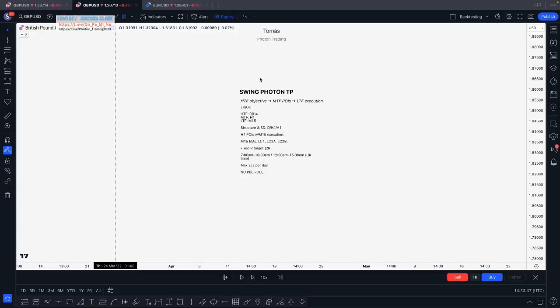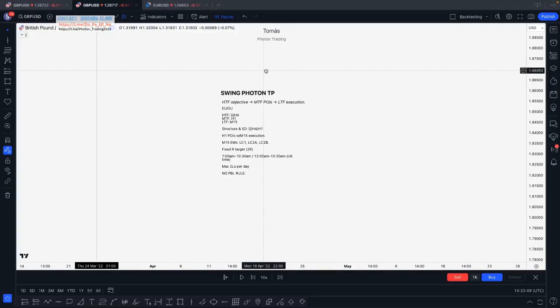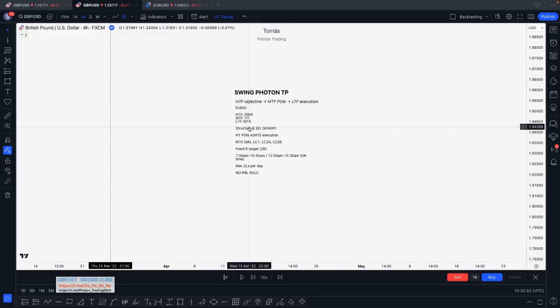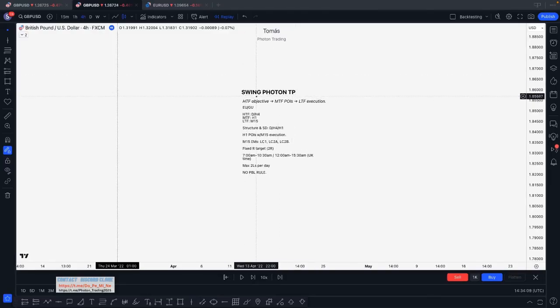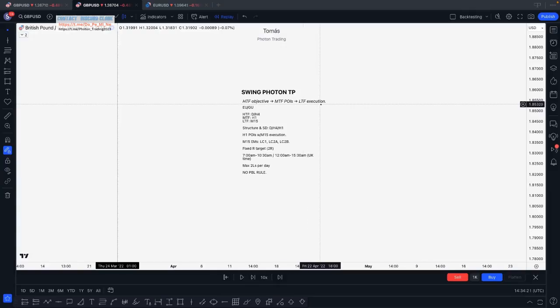So in this video I'm going to talk about some important points in terms of the swing trading plan, and also I will explain using some diagrams and also trade examples certain things along this list. Okay, so swing trading plan, the main idea is high time frame objectives. Okay, we trade always based on high time frames, using the medium time frame POIs and lower time frame execution.